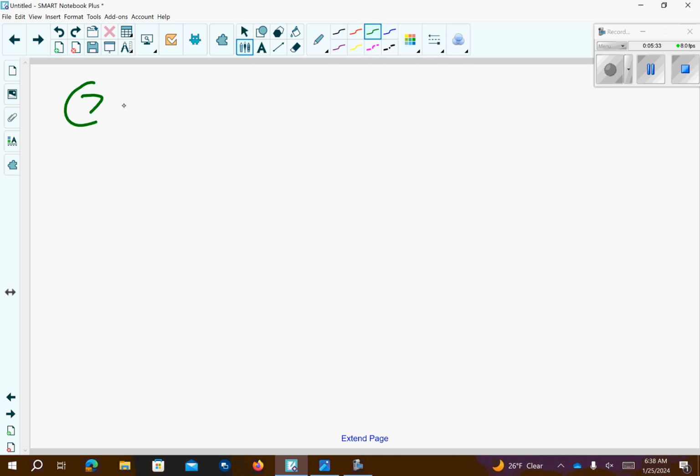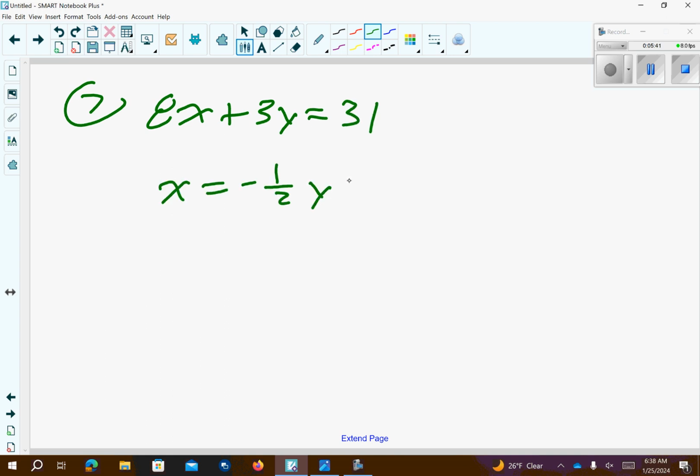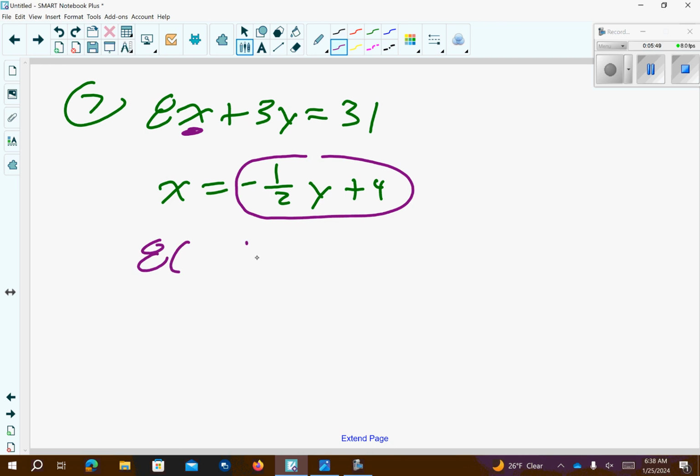Number 7, I have 8x plus 3y equals 31. And then I have x equals negative 1/2 y plus 4. Okay, I know that x is equal to this, so I'm going to use substitution. I'll plug it in here. So I have 8, this is where x used to be, but now I'm going to plug negative 1/2 y plus 4 in.